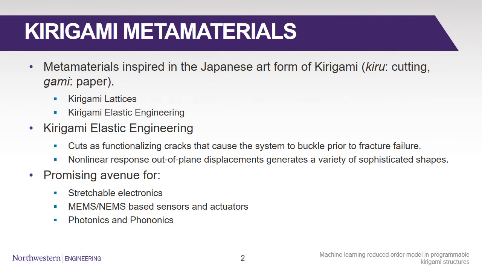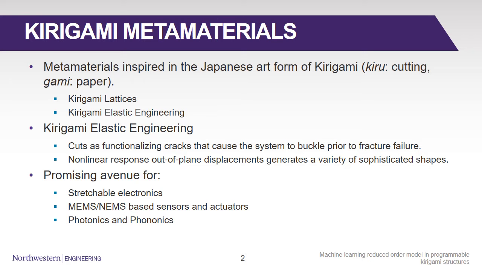So we focused on Kirigami metamaterials, which are materials inspired by the Japanese art form of Kirigami, and that comes from the Japanese words kiru, which means cutting, and gami, which means paper. So basically we are making cuts in materials, and from that we're gaining interesting material properties.